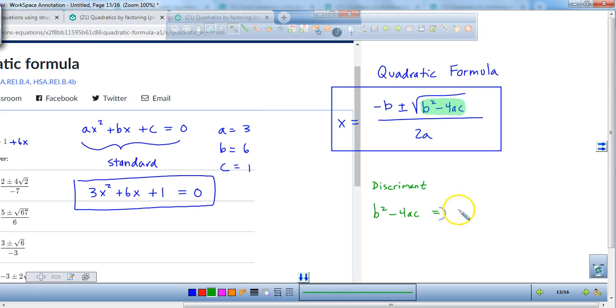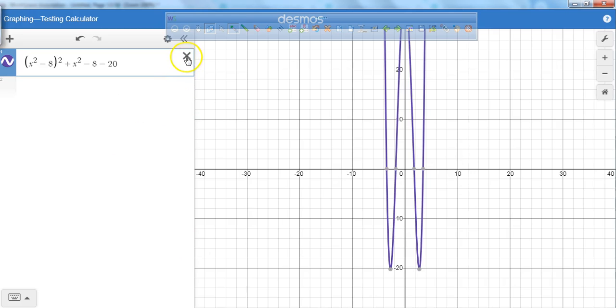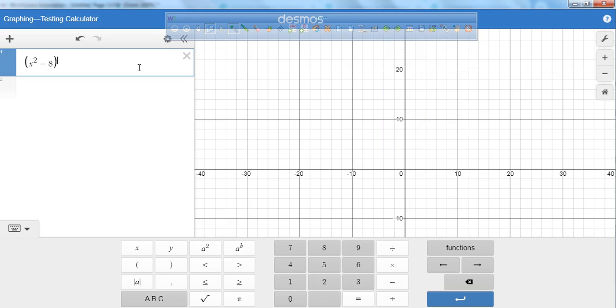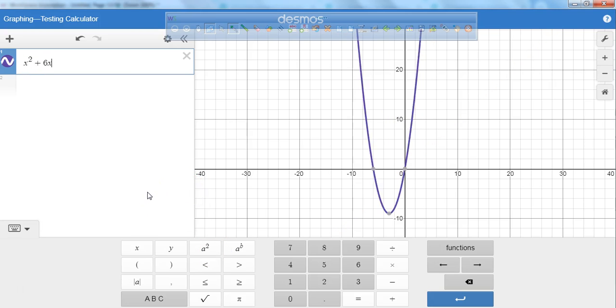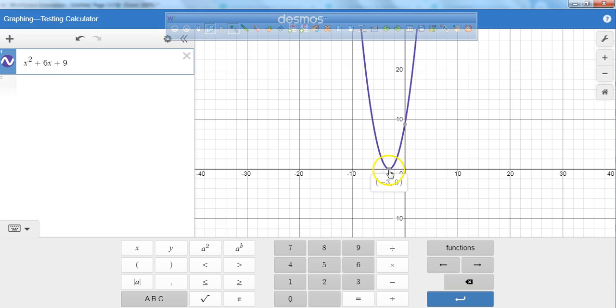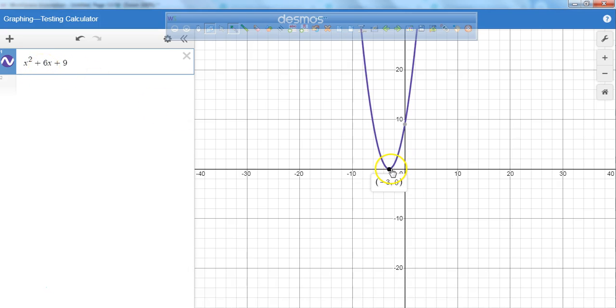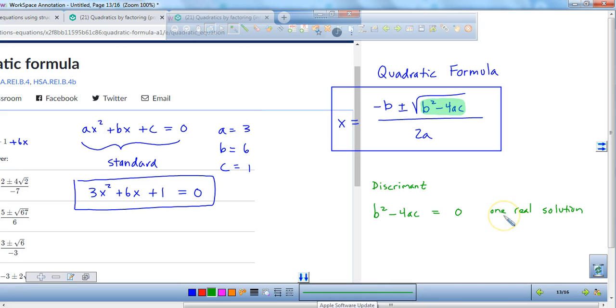If b squared minus 4ac equals 0, that means you have a situation where you have what's called one real solution. So I'm going to type in an equation where you'd have one real solution. Here's a situation where we have one solution and only one solution: x squared plus 6x plus 9. That's it. That's a situation where if you were to plug a, b, and c in, the discriminant would equal 0. You have one solution. That's an example for one solution.